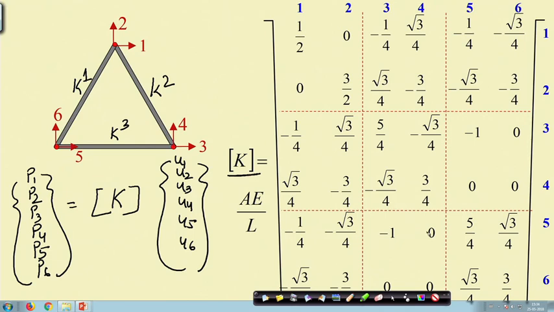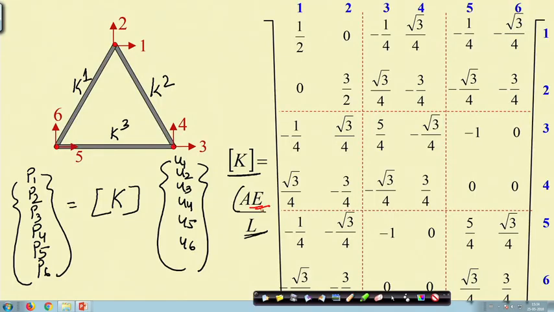We need only the geometry, because the length and the area are required, and also information about the material property, because the Young's modulus is required. So this stiffness matrix does not depend on what load you are applying on the structure or what the boundary conditions are. It depends only on the geometry and material of the structure. Based on that geometry and material, we calculate the stiffness. So the stiffness matrix is the property of a given structure.